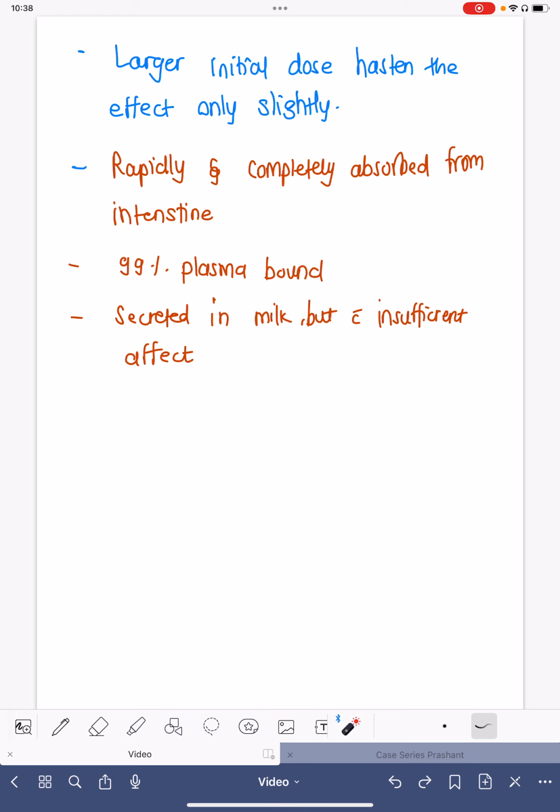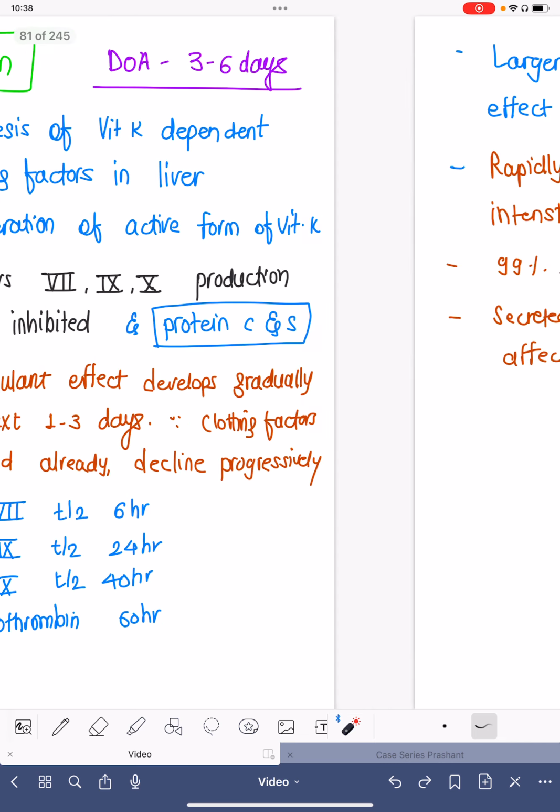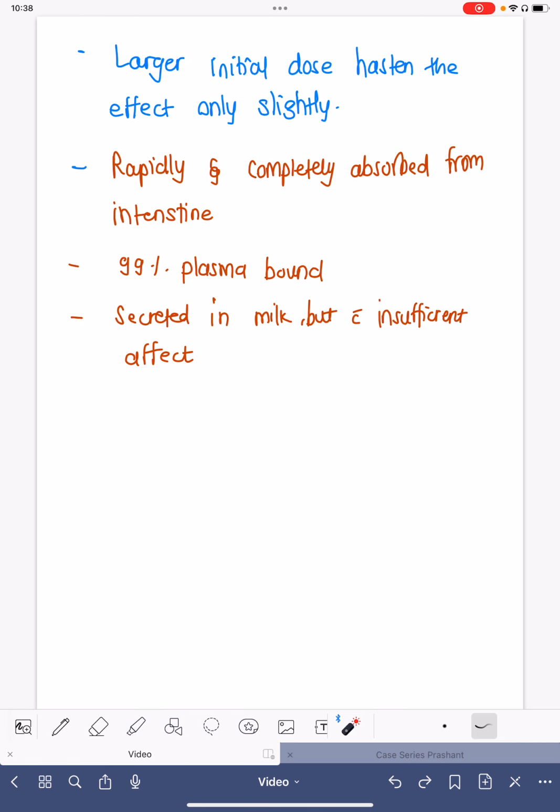A larger initial dose hastens the effect only slightly. That is the reason why it doesn't matter whether you start 4 milligram of warfarin or 7 milligram or 8 milligram. Whatever larger dose we use, it is not going to affect the INR very rapidly. So usually around 4 milligram or 5 milligram of warfarin is started as the initial dose.